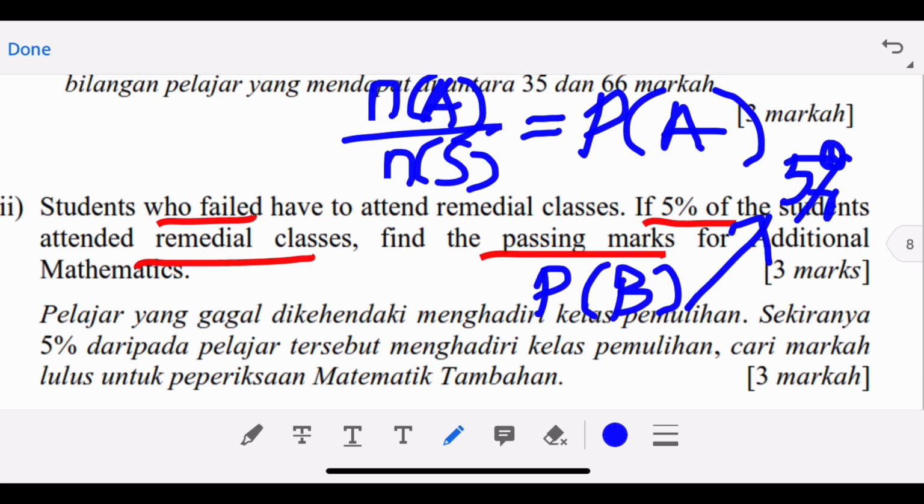So we write it in symbols. Later we will know how to do the working. This is Paper 2, so the working is very important. So we assign B as students who fail and have to attend the remedial class. You do it properly. You define your event first. B is actually students who fail and have to attend the remedial class.